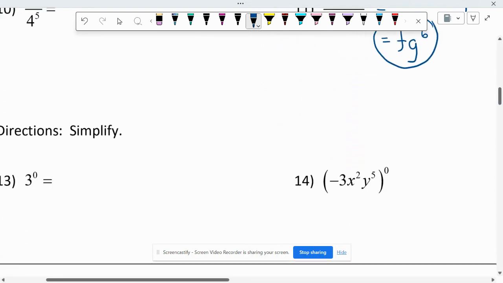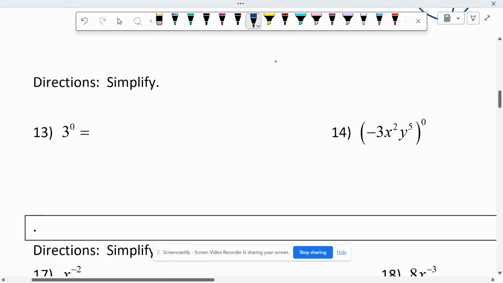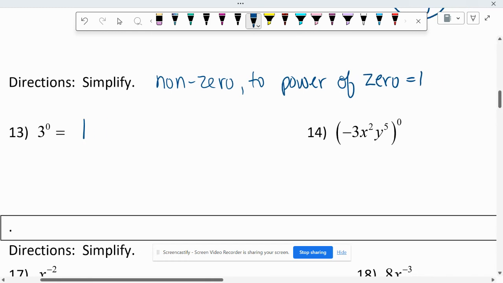Now we're going to talk about 0. Any non-zero number to the power of 0 equals 1. So example number 13, 3 to the 0 power is 1. Example number 14, negative 3x squared y to the 5th, the quantity to the 0 power equals 1.